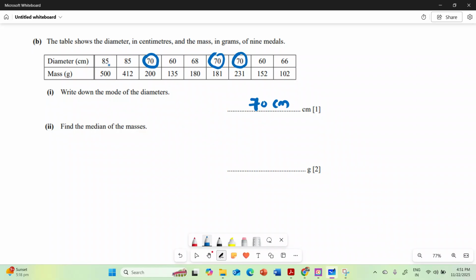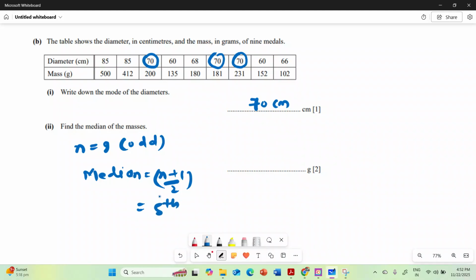Second question, we have to count this one: 1 2 3 4 5 6 7 8 9. These are 9, which is an odd number. So median equals n plus 1 by 2. So for the odd case, this is 9 plus 1, 10 by 2, the fifth term. So here we have the fifth term. You can check 1 2 3 4 5. Fifth term is 150. So my median is 150.